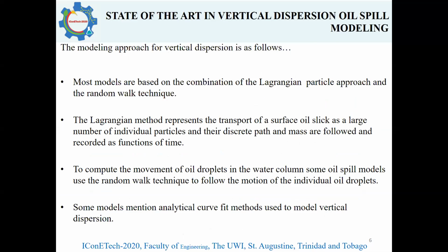However, the modeling approach for that particular model is based on the Lagrangian particle approach. The method represents the transport of a surface oil slick as a large number of individual particles, and so their discrete path and mass are followed and recorded as functions of time. So that is how that equation works in current models today. So to compute the movement of the oil droplets in the water column, some oil spill models use the random walk technique to follow the motion of the individual droplets. And some models mention an analytical fit method to model the vertical dispersion.